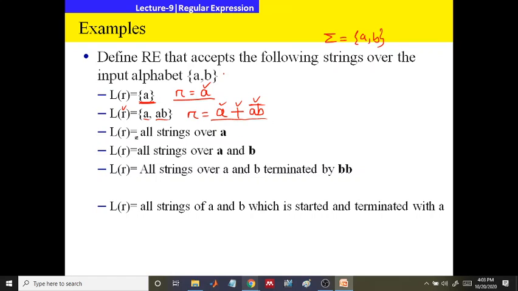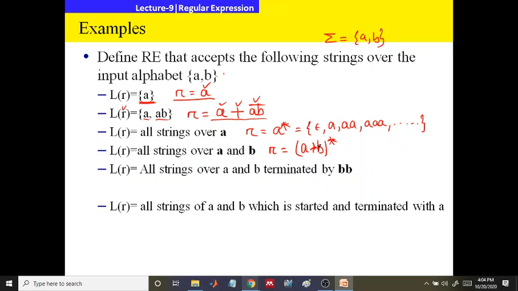Now L of R equal to all strings over A. All strings over A means the regular expression will be A star. Okay, so A star is nothing but it will represent epsilon, single A, 2 A's, 3 A's, similarly all the A's. Now all strings over A and B. So what should be the regular expression? R equal to A plus B, it means either A or B, over that we will put a star.